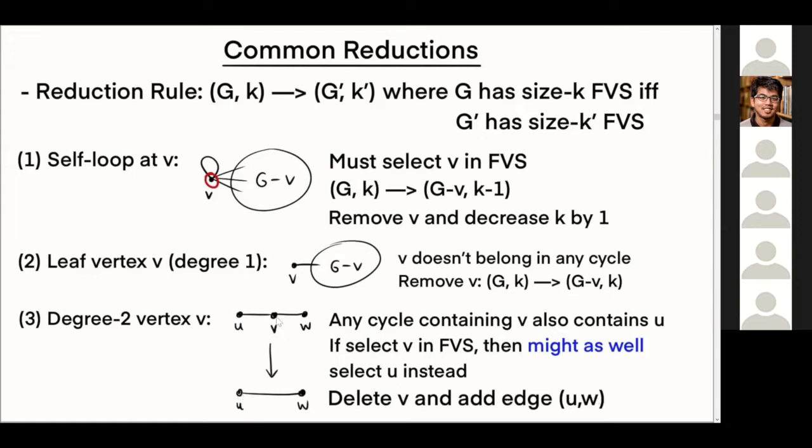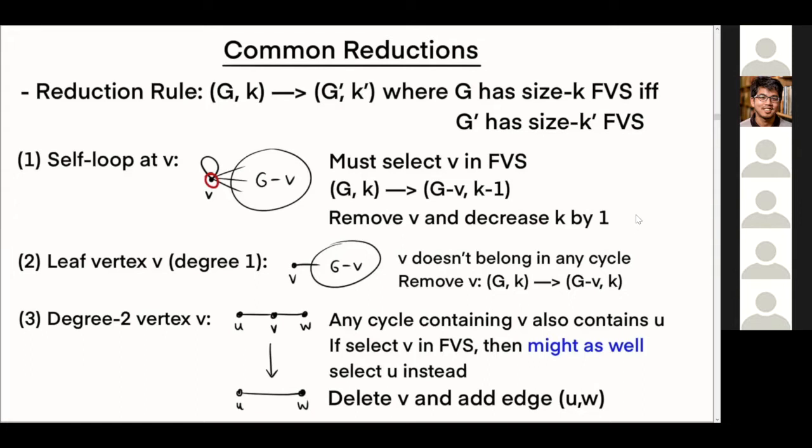So essentially we're unsubdividing the edge U, W. So you can think of these as reverse subdivision. Okay, so these are the three well-known reduction rules for feedback vertex set.